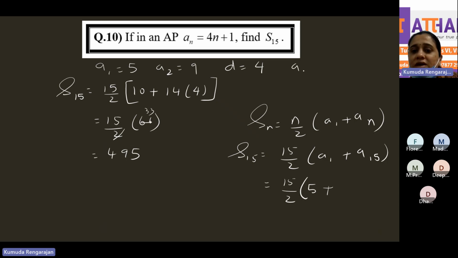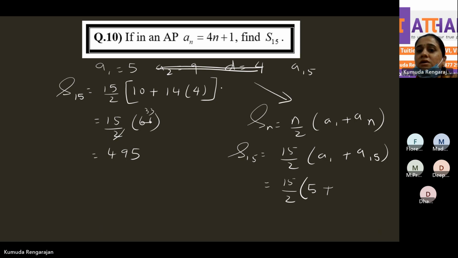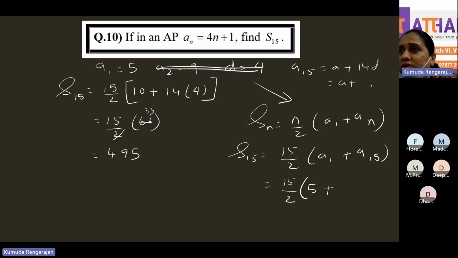What is A15? You should find A15. A15 is A plus 14D. Yes or no? A plus N minus 1 into D. So 14 into D. Oh, for 14D, we'll need 4 then. Okay, sorry. To find this one, we'll need D.